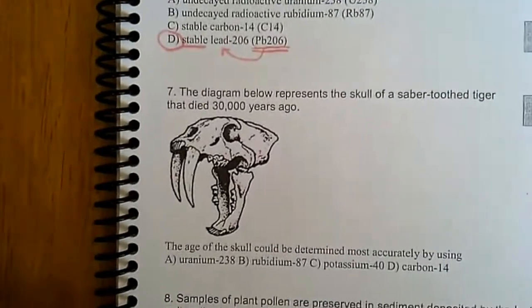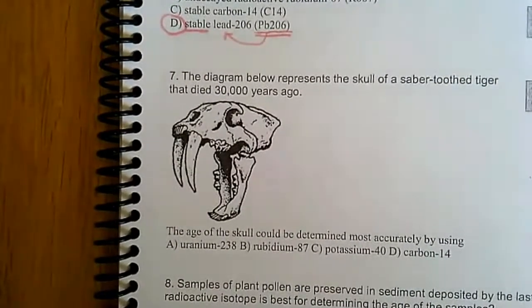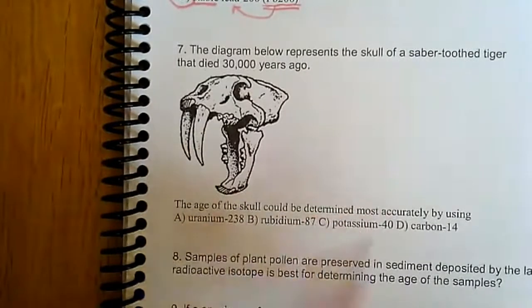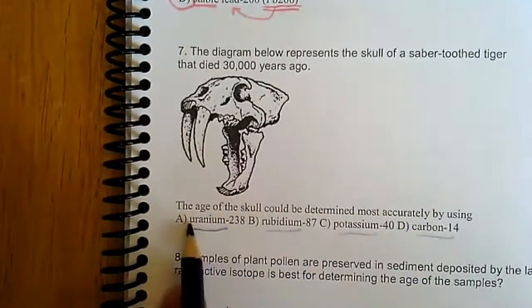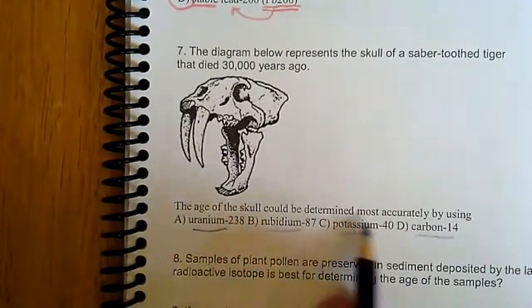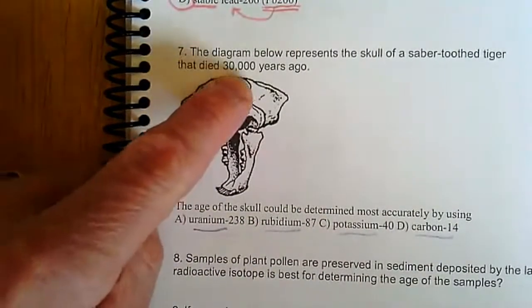7. Diagram below represents the skull of a saber-toothed tiger that died 30,000 years ago. The age of the skull can be determined most accurately using what? How can you determine the age of the skull? Notice that the 4 choices are the 4 radioactive isotopes that are given on the front page of the reference table. So those are those same 4. Which one of these would be used for a 30,000 year ago saber-toothed tiger?